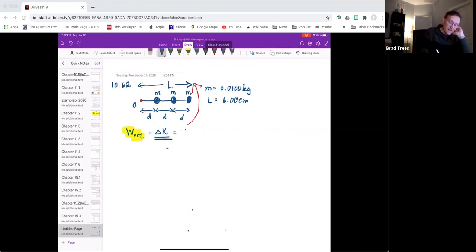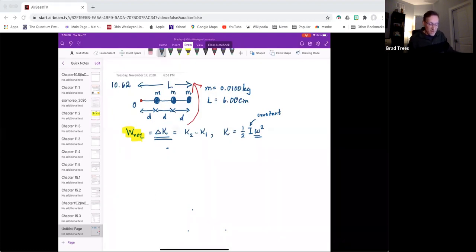Of course, delta K means K final minus K initial, or K2 minus K1, however you want to say it, where K in general for an object that's rotating is 1/2 I times the angular speed squared. That's the formula for rotational kinetic energy. And we're not changing the shape of this thing as it rotates. So the I part, the rotational inertia, that's not changing. That's constant. What's changing as we do work is how fast the thing rotates. That's the omega, which in this context means the angular speed.